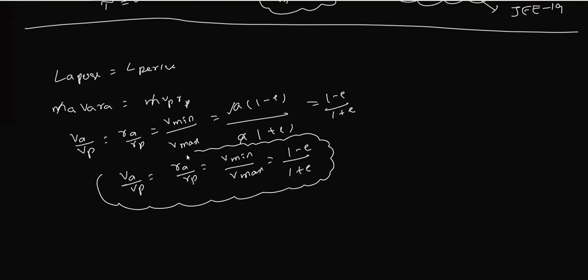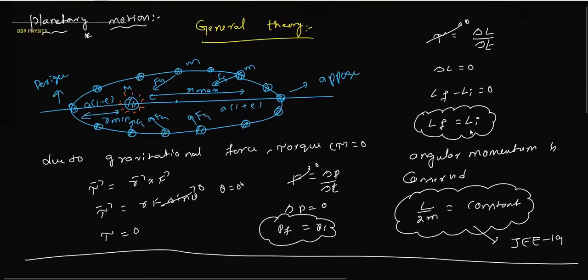This is all the theory I'm discussing in the introduction only, because all these points are very important, and where E is nothing but what here? Eccentricity. So let me have a look once again. We are going to discuss a general discussion of planetary motion here.